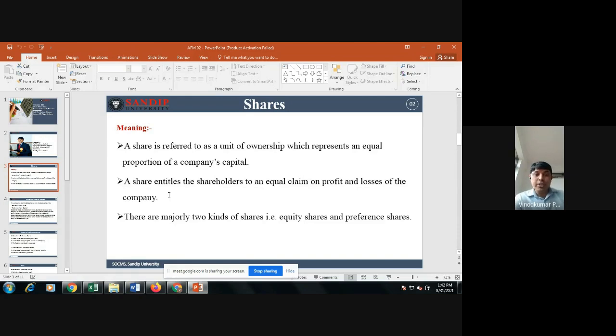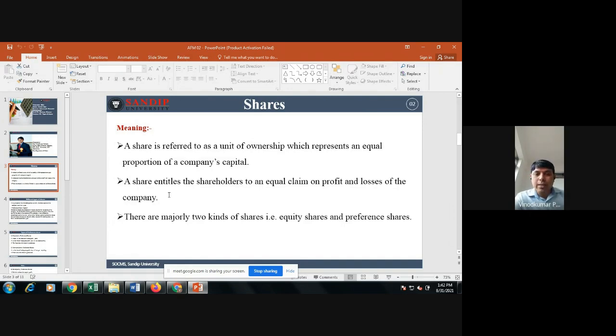So with the help of shares, which are units of ownership representing an equal proportion of a company's capital. Suppose the company registrar allows you 1 lakh rupees as authorized capital. You can raise 1 lakh rupees from the market in small parts as shares. Suppose 10,000 shares with a face value of 10 rupees each: 10,000 into 10, so authorized capital is 1 lakh rupees. So you can sell 10,000 equity shares in the market. Understood, guys? What is a share?